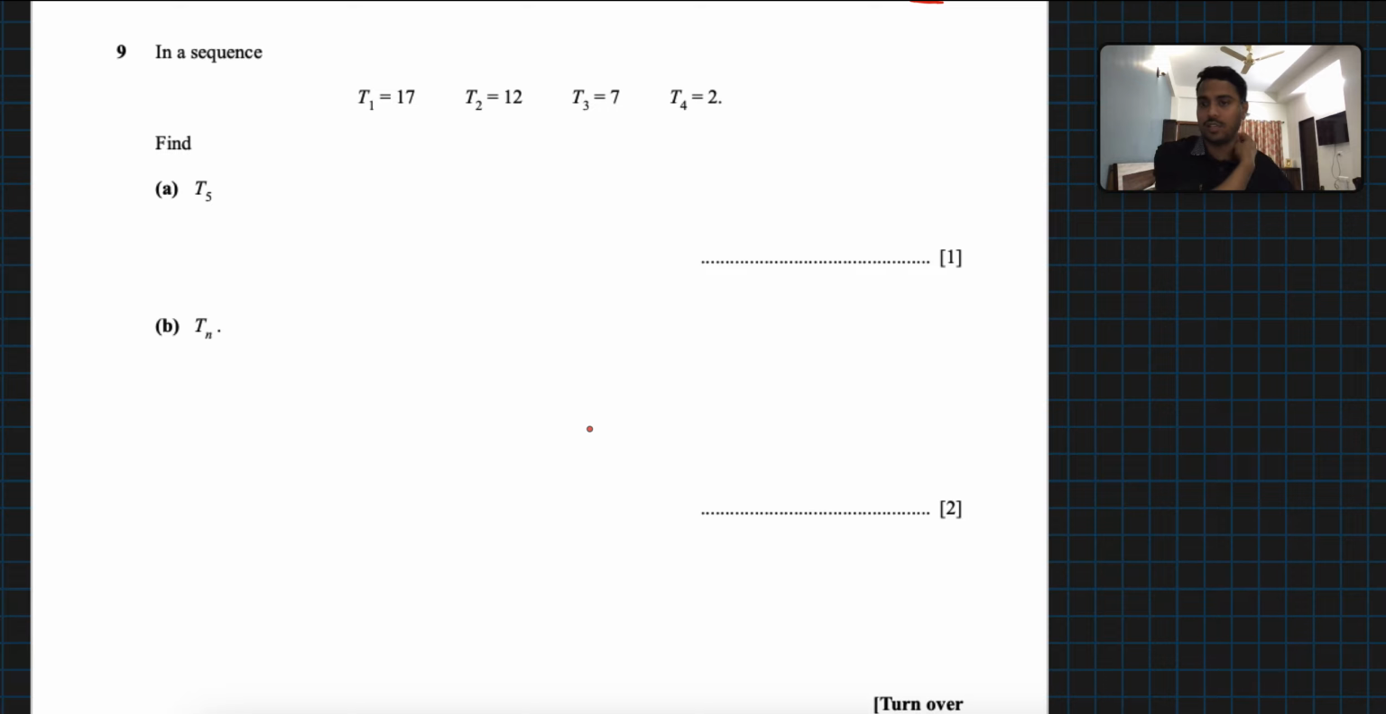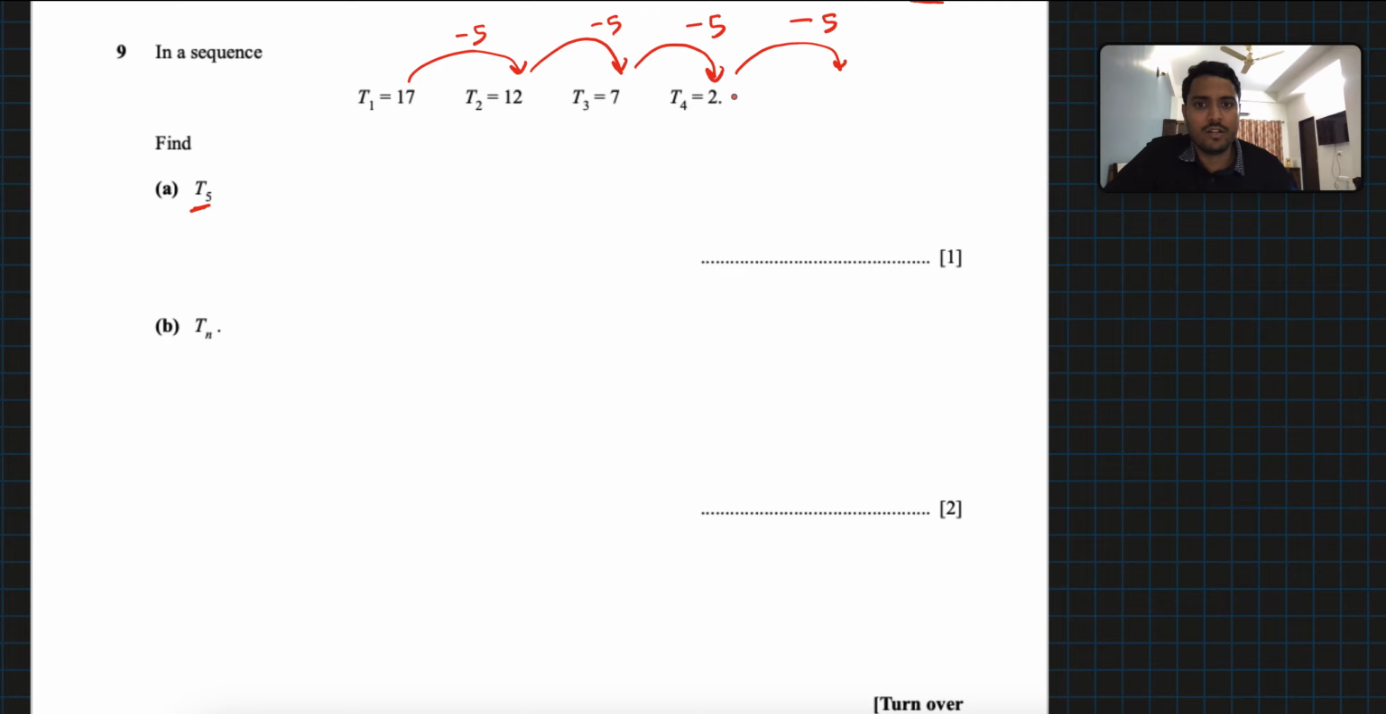It says in a sequence T1, T2, T3, T4 is given to us. Find T5. So first let's check what's the difference. 17 to 12, so minus 5. 12 to 7, again minus 5. 7 to 2, again minus 5. And now they're asking us to find T5. We have till T4, so T5 will be again minus 5, which is going to be minus 3. So this is going to be minus 3 over here.